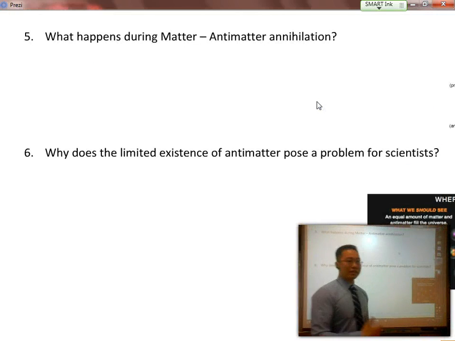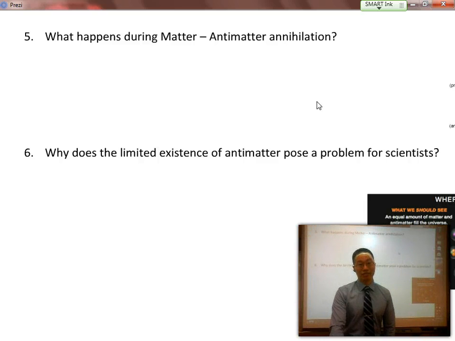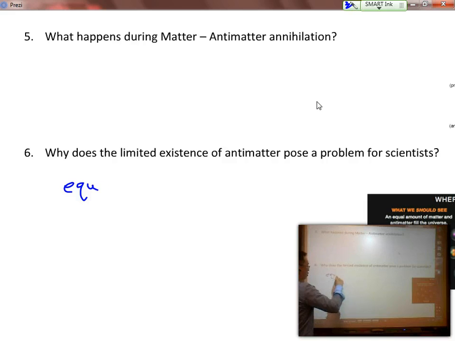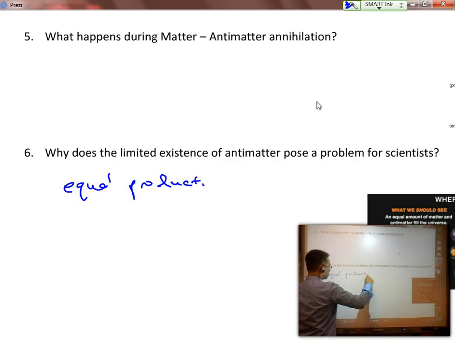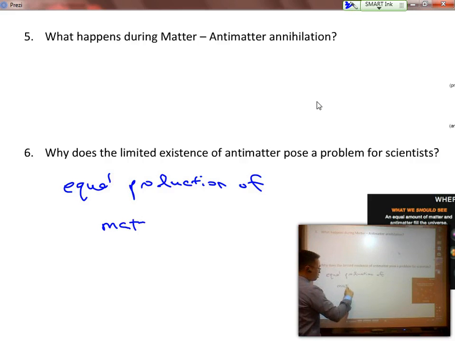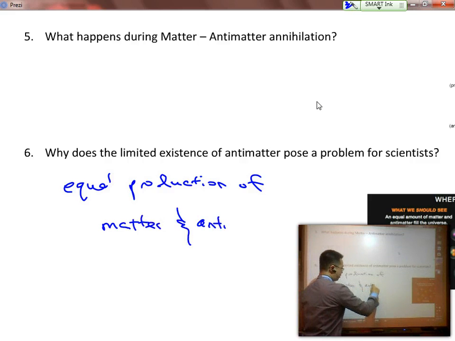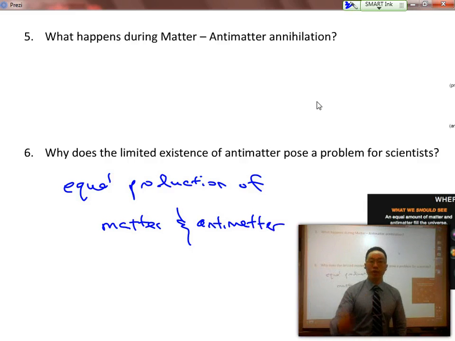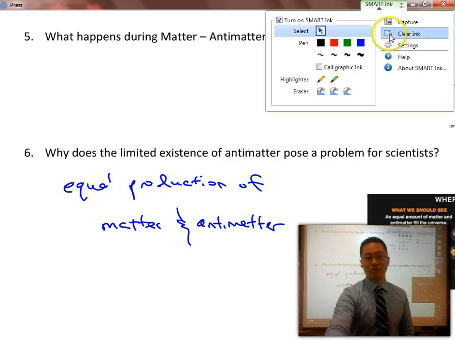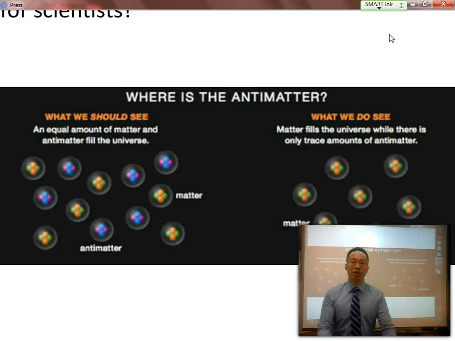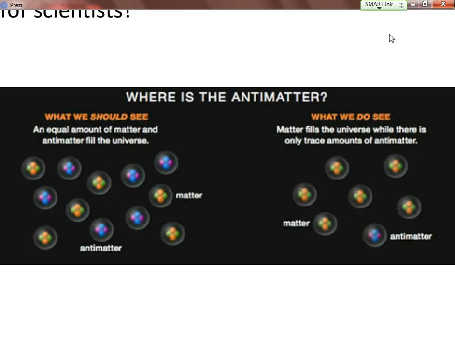Okay, but the thing is, there's not very much antimatter in existence, which confuses a lot of scientists, because whenever there's a reaction, we notice that there's always equal production of matter and antimatter. Every time two photons collide, there's always antimatter being created. And what we should be seeing is an equal amount of matter and antimatter filling the universe. And there would constantly be explosions whenever they meet up, but then there would always be recreation of them every time the photons strike each other.